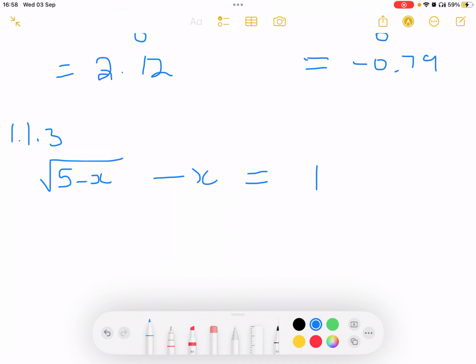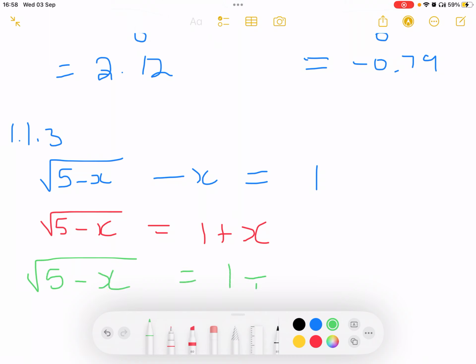Now, we cannot simplify anything here without removing the square root, but before we can remove the square root, we need to make sure that there is nothing next to it. So we can simply say the square root of 5 minus x. When we isolate it, we move negative x to the right hand side, it becomes 1 plus x. And therefore, we can now rewrite 5 minus x. Why do I rewrite it in this equation? So that I can easily square without losing what I had formed at the top.